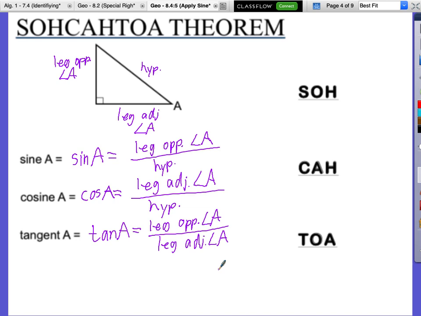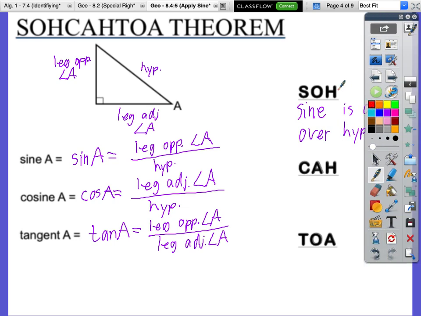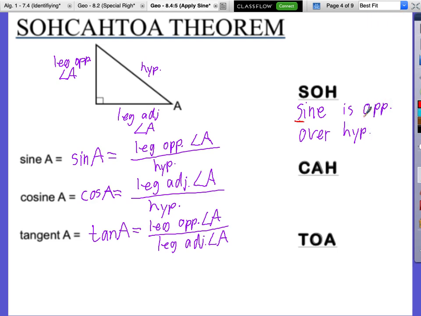So, SOHCAHTOA. This is going to be our way to remember what these are. This is an acronym. It stands for sine. Sine is opposite over hypotenuse. See that SOH? Sine is opposite over hypotenuse.